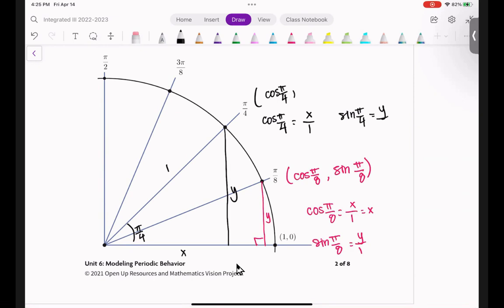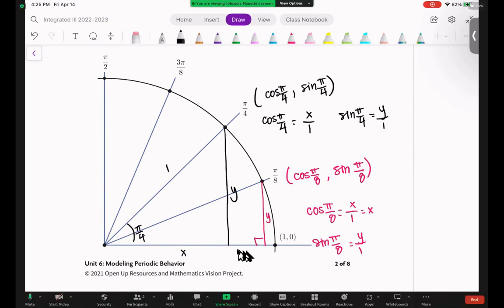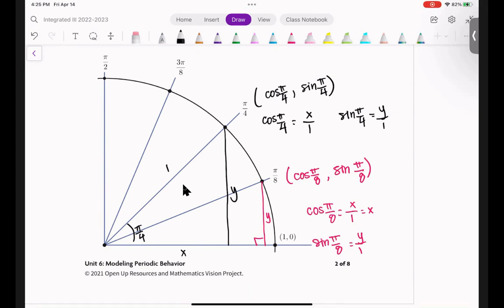Continuing on, sine of pi over 4 is going to be this similar. It's going to be y over 1, which is just y. So that's just sine of pi over 4. And so you're noticing a pattern. Hopefully you're noticing this pattern. Maybe I shouldn't have used y here because that y is that y. So that's okay.